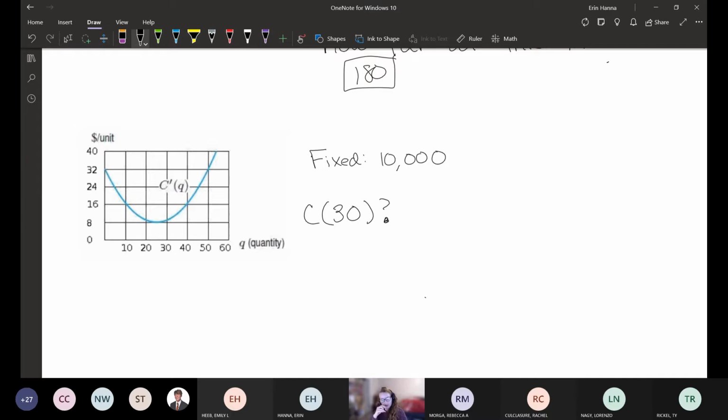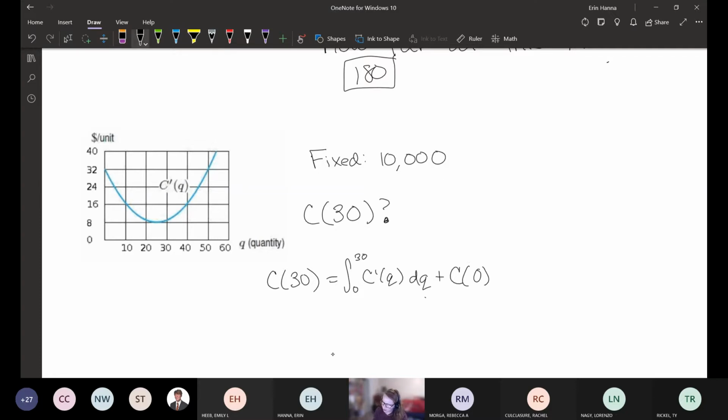So since we're given the marginal cost here, remember that we can find the total cost by, so notice the difference between C prime and C. Since we want the actual cost of producing 30 units, this is where we'll take the integral from 0 to 30 of C prime. And then we have to add on the fixed cost. The fixed cost, another way to write that is C of 0, but the fixed cost is given to us as the 10,000.